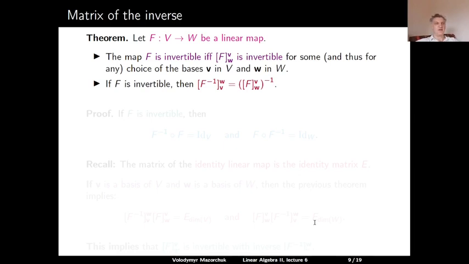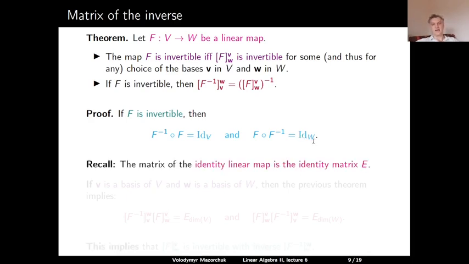Claim 2: if f is invertible, then the matrix of the inverse of f is equal to the inverse of the matrix of f, if we choose the same bases. Proof: if f is invertible, then the composition of f and its inverse is equal to the identity on V, and in the other order, it's equal to the identity on W.